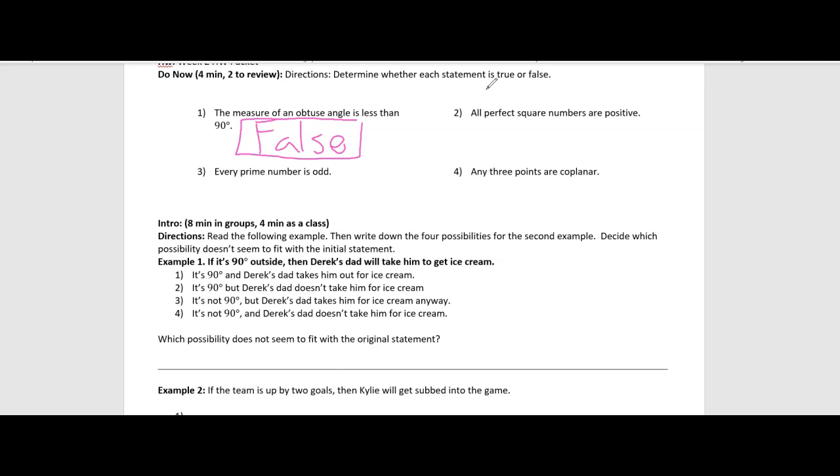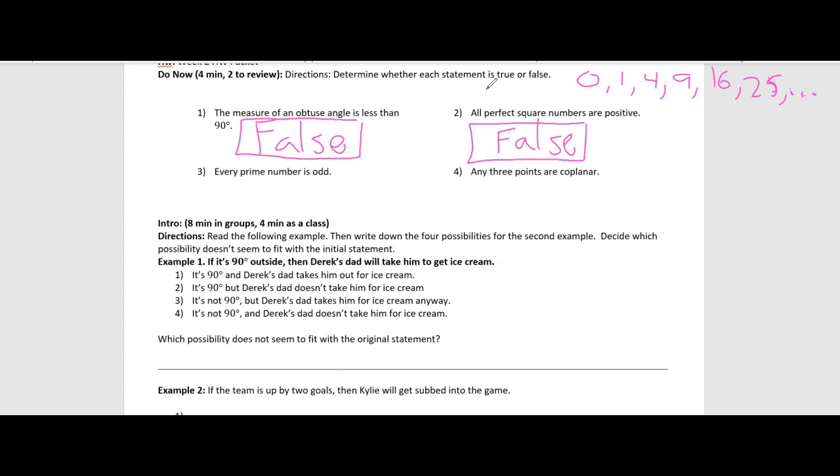So perfect squares are numbers that you can take the square root of and get a positive integer. So numbers like 1, 4, 9, 16, 25, etc. On the surface, it looks like these are all positive, but there's one that I conveniently left out, and that is 0. So not all of them are positive. All of them are positive except for 0, but since we have 0, that's a counterexample, and that proves this statement false. Number 3, every prime number is odd.